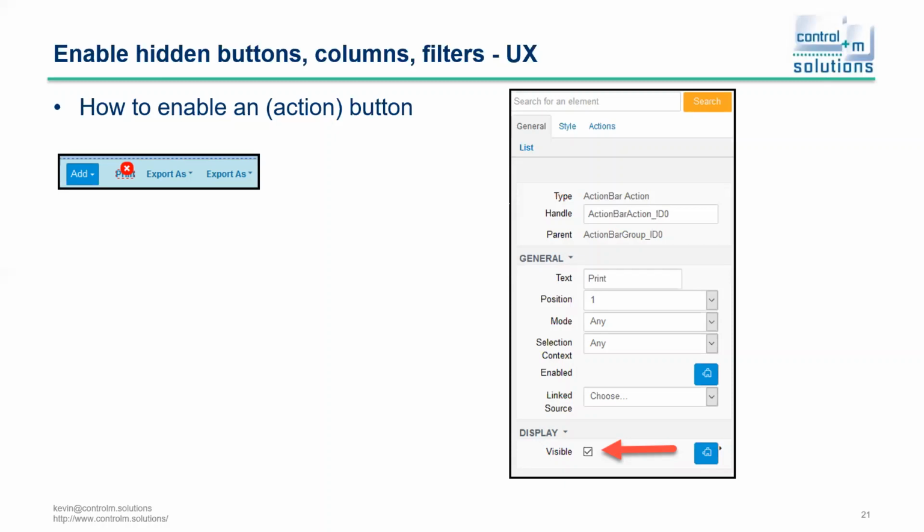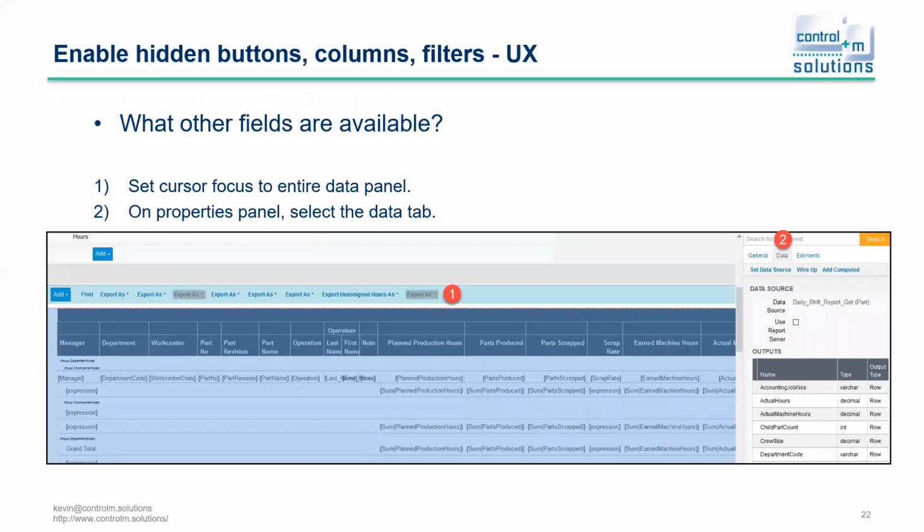Similar to how we would turn on a filter or turn on a new column, once we've selected that action on the action bar, we set the visible property to checked, and then when we launch the screen, that would turn the print option on for us.